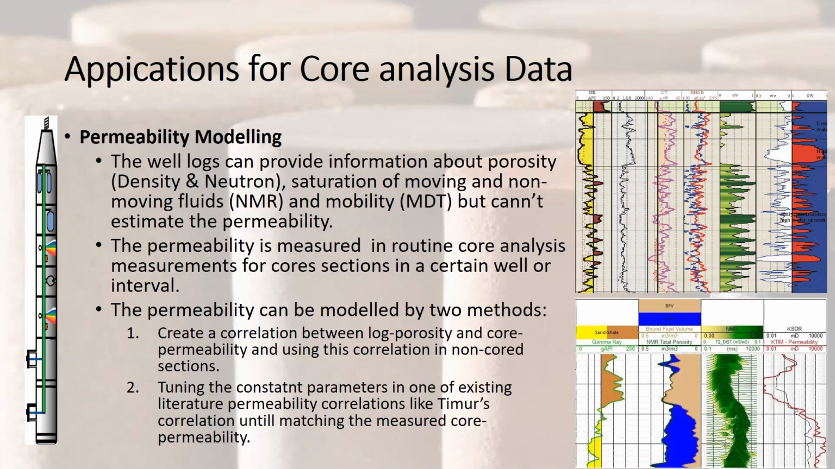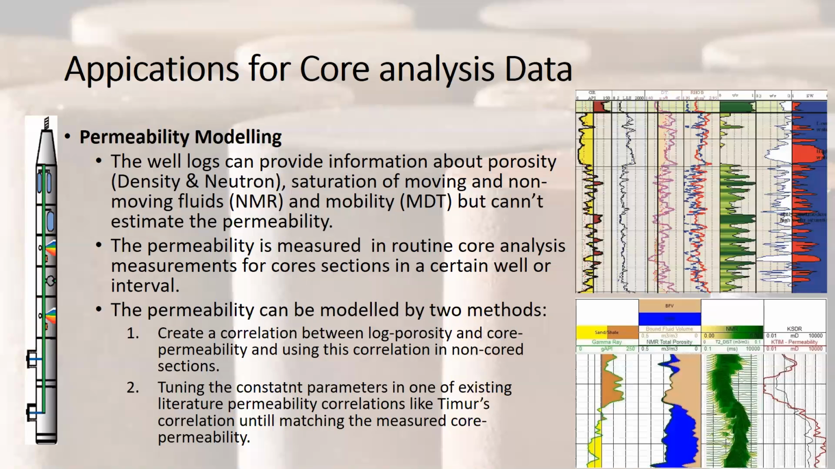The second method is that we have in the literature many correlations that relate the porosity to the permeability. But these correlations have many constants. So we can use some software like Techlog or IP to tune the constants for this correlation until having a match between the predicted permeability and the core measured permeability, okay? So these are the two methods for the permeability, okay?